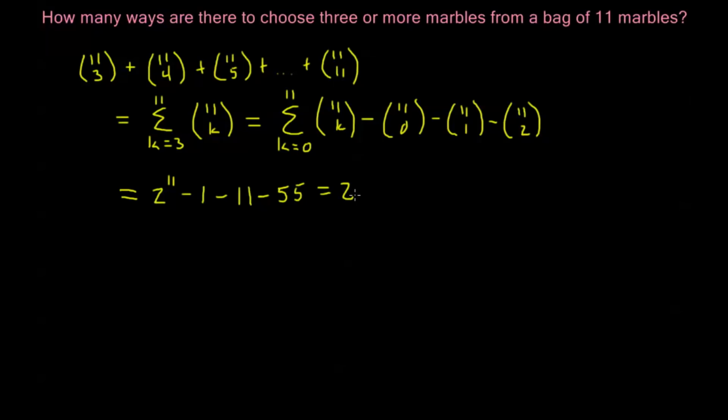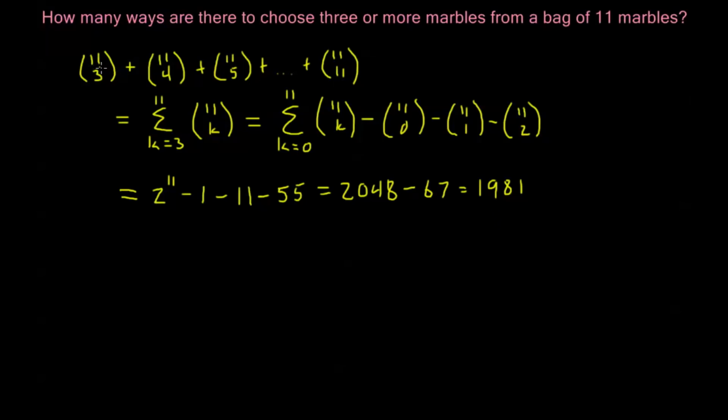2 to the 11 is 2048. And I'm subtracting all of these over here, so I'm just going to be subtracting 67. And this is going to give me a total of 1981. So there's 1981 ways for me to choose 3 or more marbles.